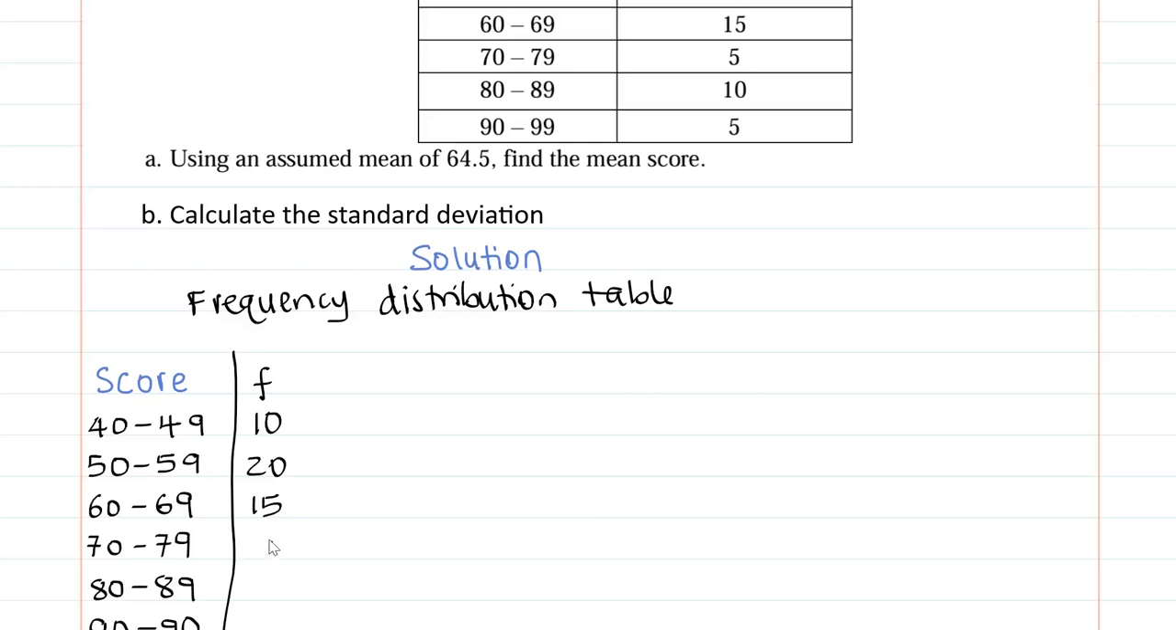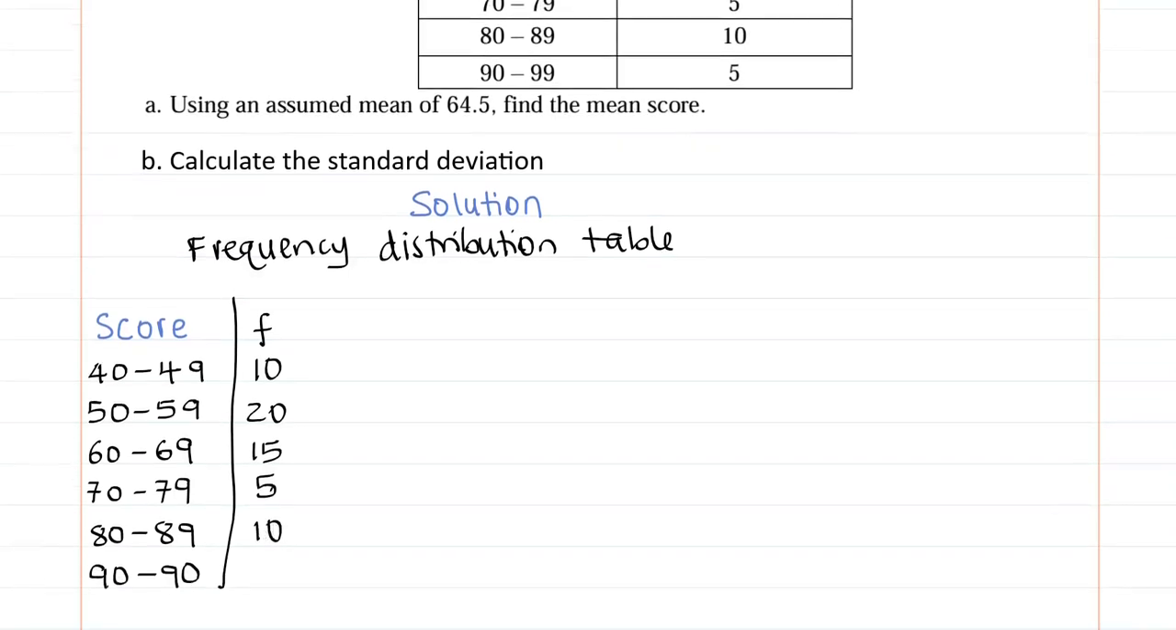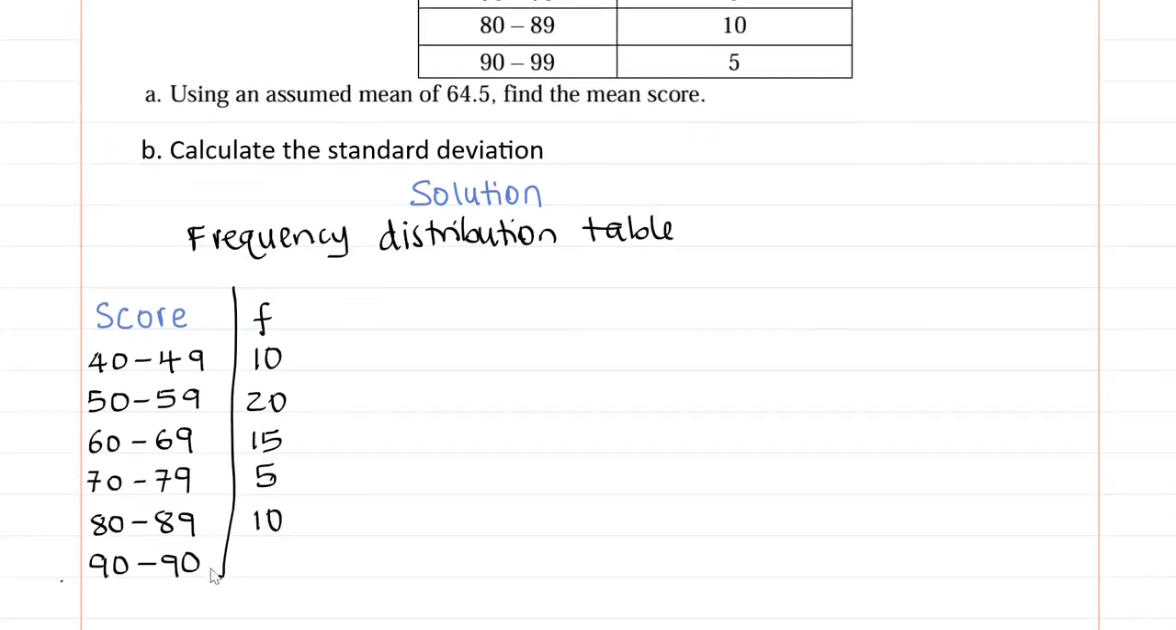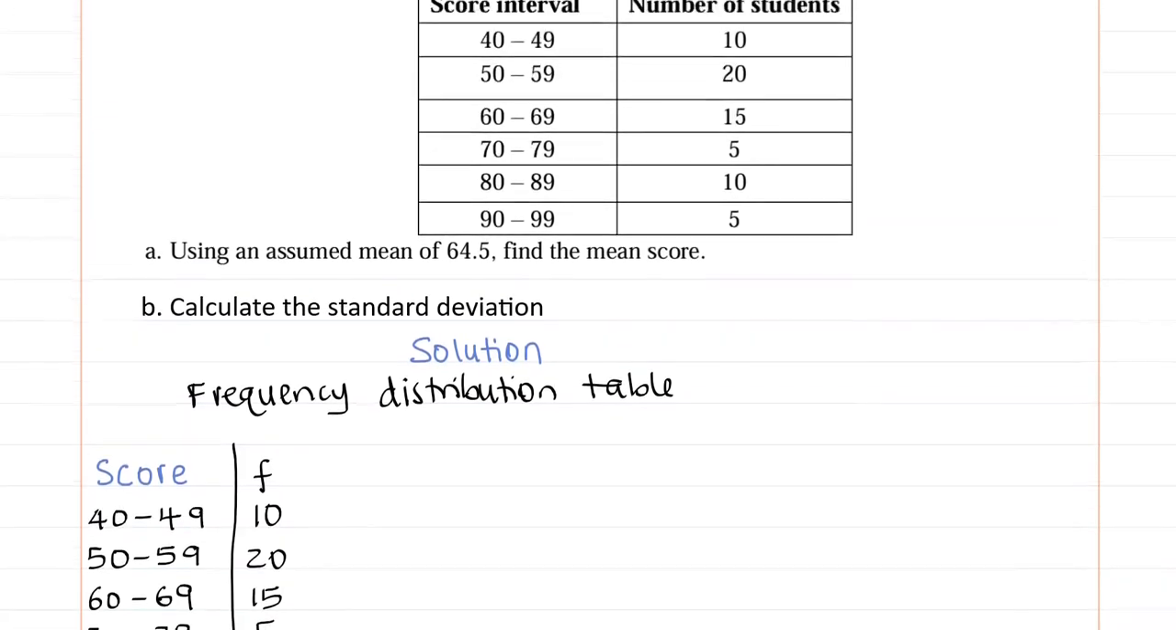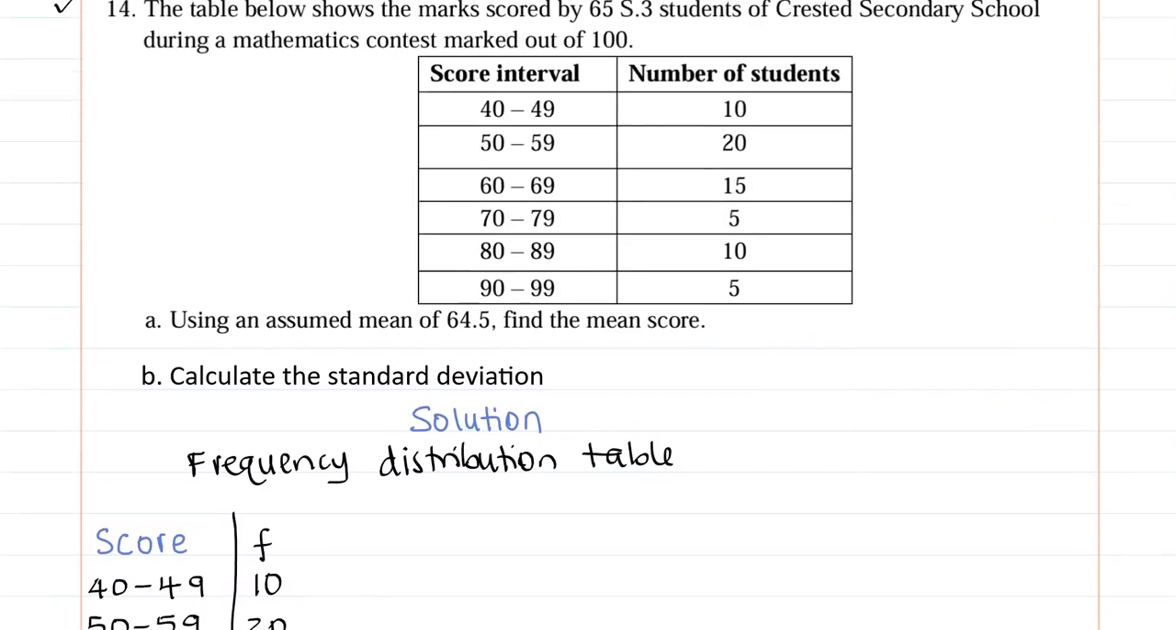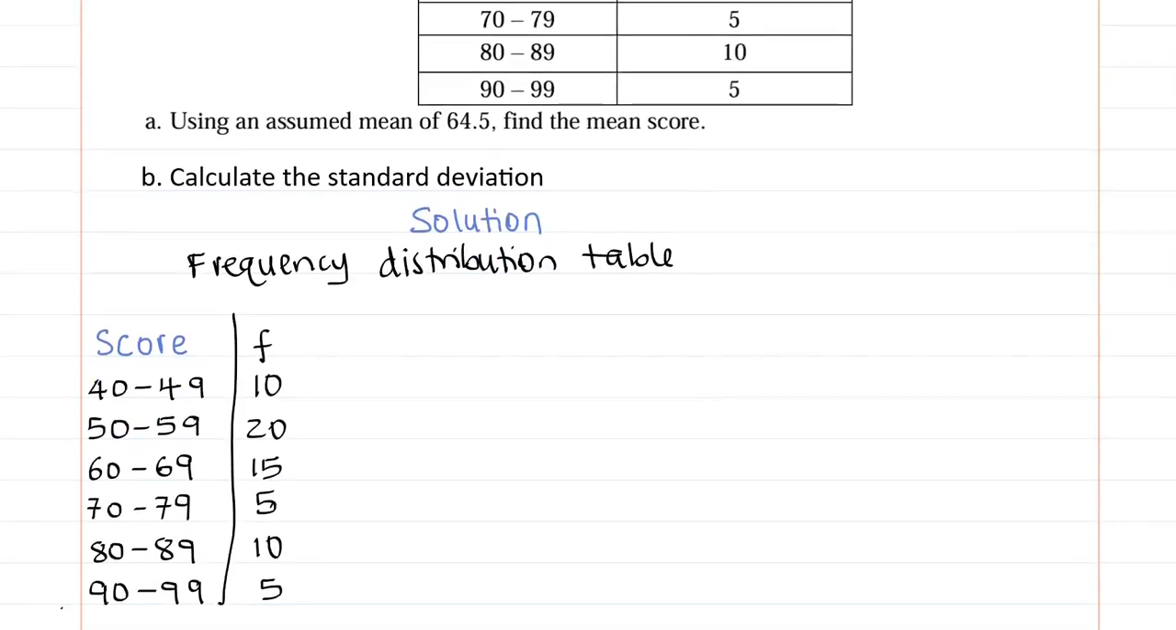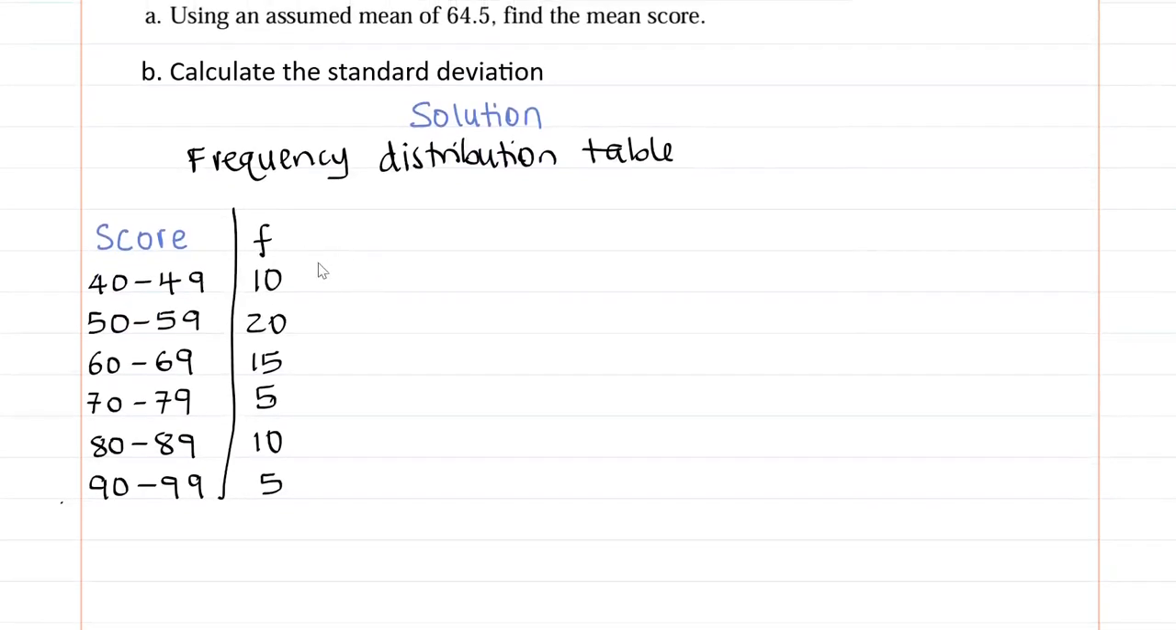70 to 79, we have 5 students. 80 to 89, we have 10 students. And finally, 90 to 99, I did not copy that well. It should have been here, 90 to 99. We have 5 students. When we get the total frequency, it should give us the stated number of students, which was 65. Simply add them and we get the summation of frequency.